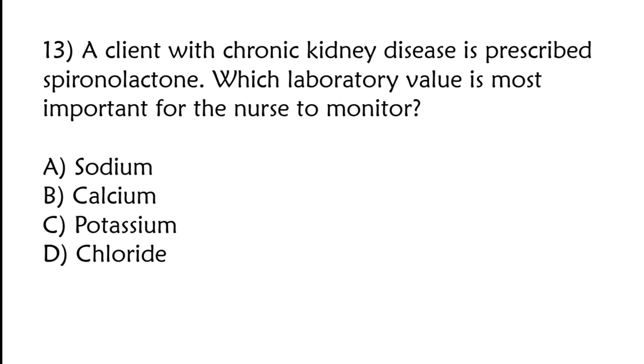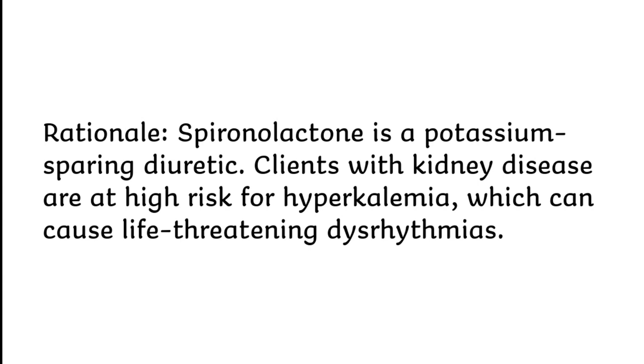A client with chronic kidney disease is prescribed spironolactone. Which laboratory value is most important for the nurse to monitor? Correct answer is C. Potassium. Rationale: spironolactone is a potassium-sparing diuretic. Clients with kidney disease are at high risk for hyperkalemia, which can cause life-threatening dysrhythmias.